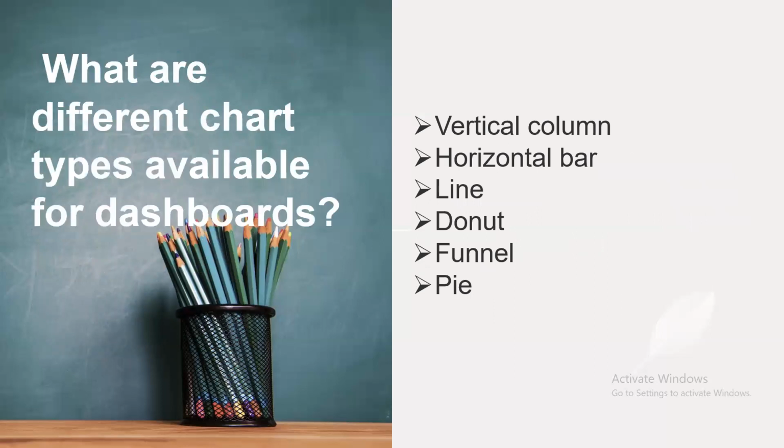What are the different chart types available for dashboards? We have several dashboard chart types, but these are the ones we use frequently: vertical column, horizontal bar, line, donut, funnel, and pie. These are the most used dashboard charts in Salesforce.